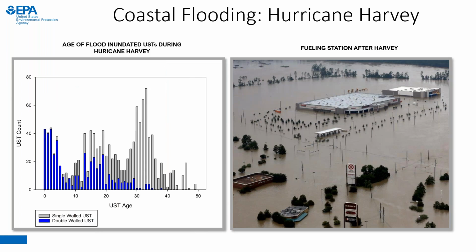Continuing with Harvey, we can look at the age of the tanks that were inundated. The bar graph on the left just shows all the tanks that were inundated or estimated to be inundated and their age. And you can see that it's an older cohort of tanks. There's a lot of tanks between 30 and 40 years old that were inundated. And again, that could portend issues with corrosion or loss of product.